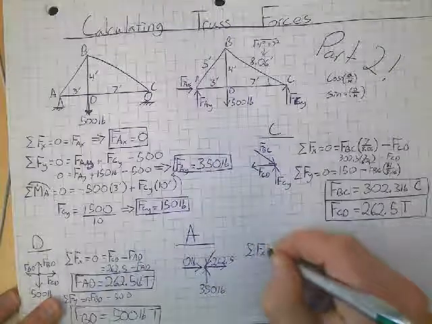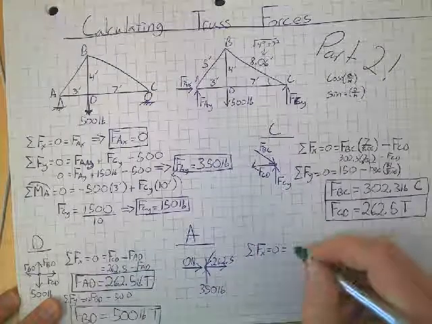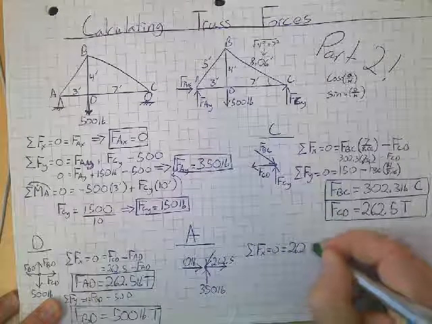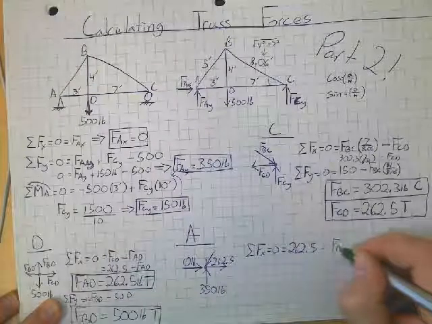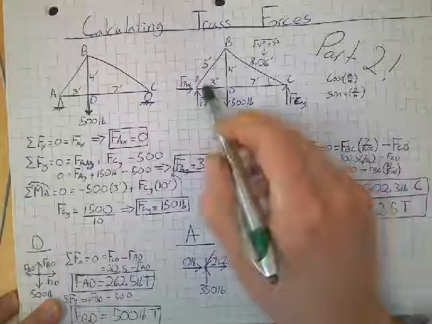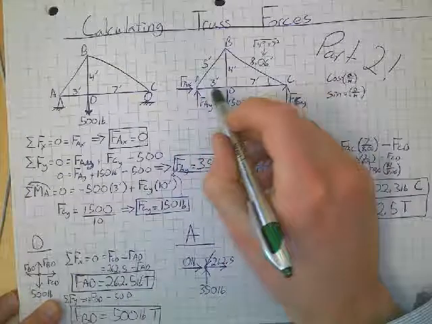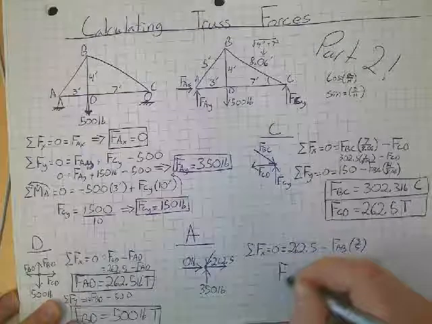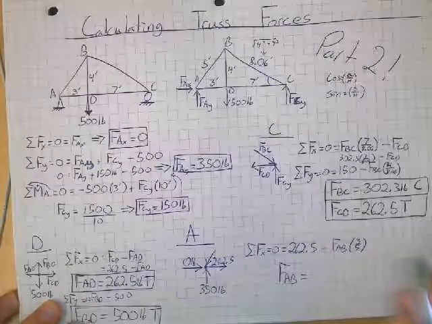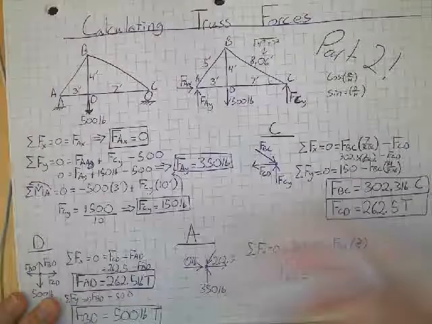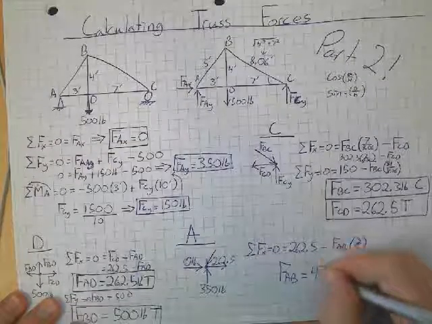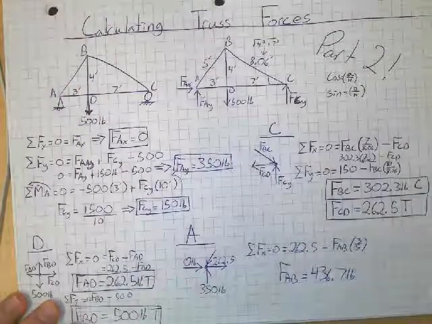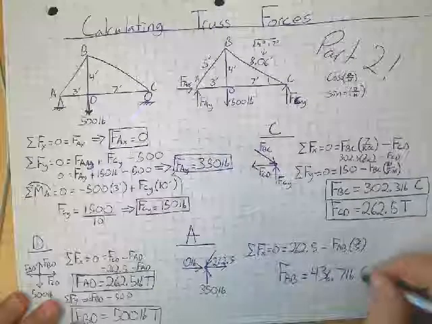The sum of Fx is equal to 0 is equal to 262.5 minus FAB times, up here, if it's my x, I'm going to use 3 over 5. So I can solve right away. FAB equals 436.7 pounds, and that one, since it's going towards my joint, is going to be in compression.